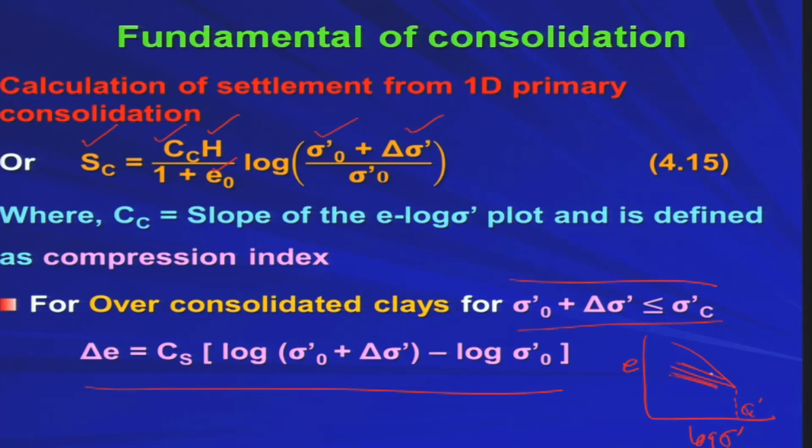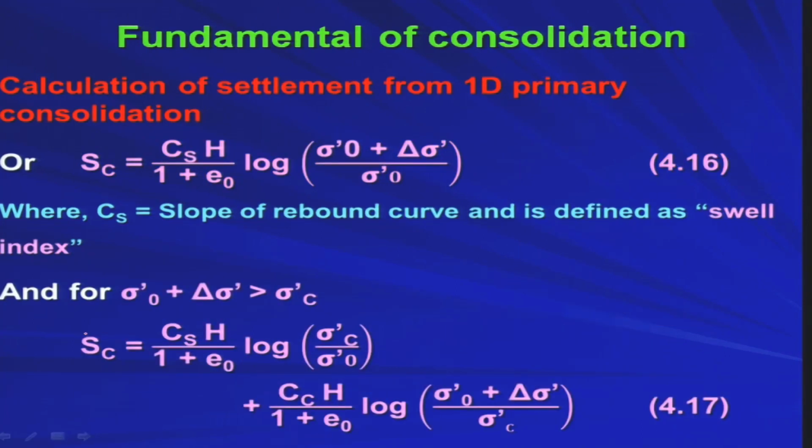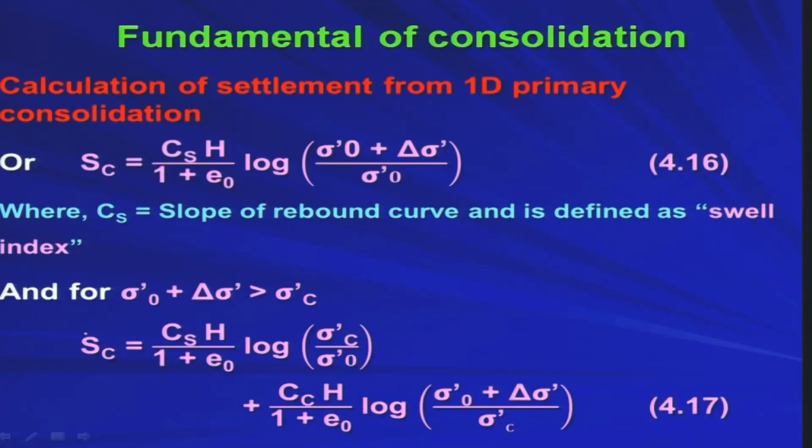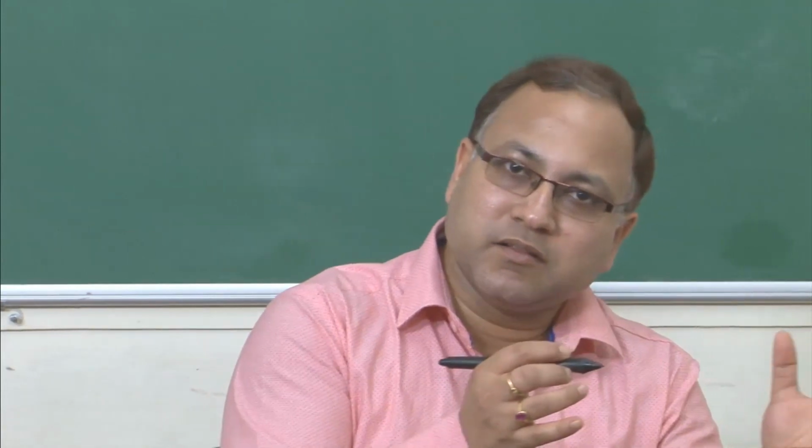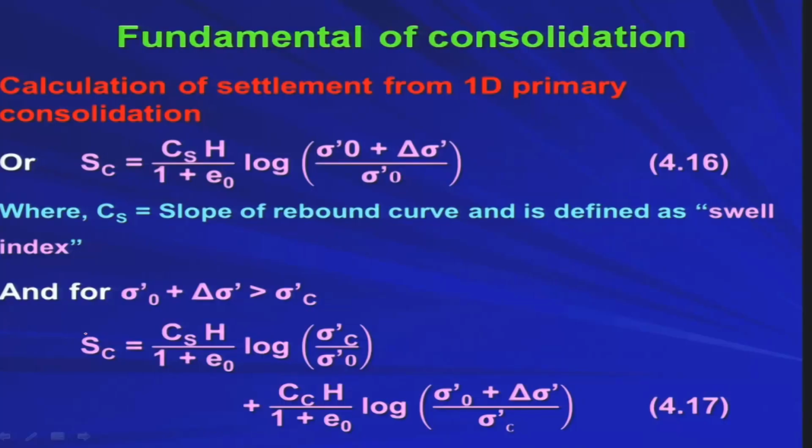Now, if I put the equation for delta e, then we will get Sc is equal to Cs into H by 1 plus e naught into log of sigma naught prime plus delta sigma prime by sigma naught prime. Now, what is Cs? Cs is nothing but the slope of the rebound curve, that is the unloading curve. Basically, that part which I have shown you is the unloading part, the slope of the rebound curve, and it is defined as the swell index. That means you are allowing the soil to swell; whatever load you have applied, now you are coming back. So, Cs is known as the swell index.